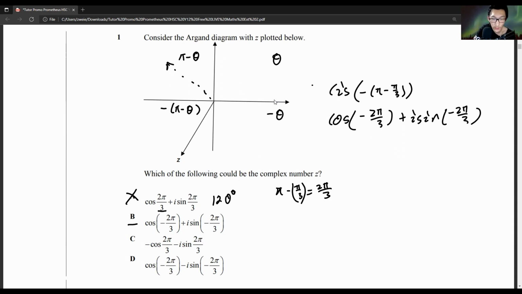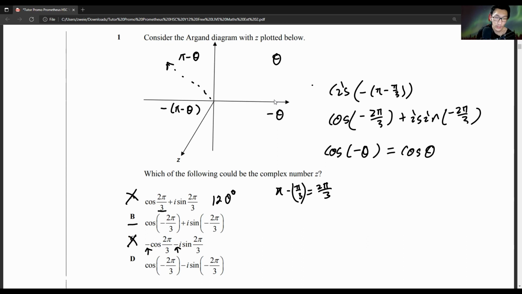Now, option C seems like they simplified your trigonometric identities, so they pulled out the negative from your B. But remember that cos negative theta is equal to cos theta from your trigonometric identity, so hence we do not have the negative in front of your cos. That means we can exclude C now.